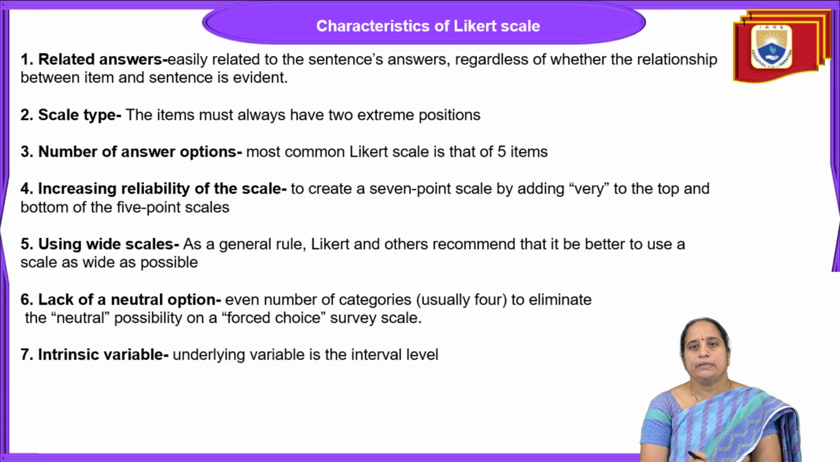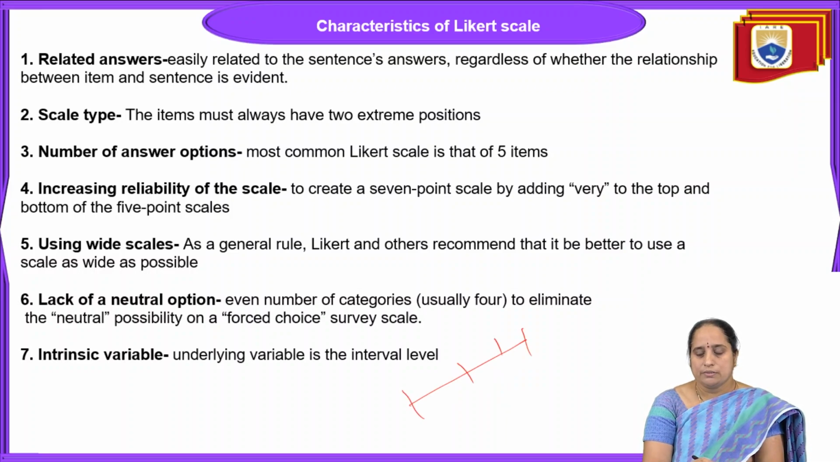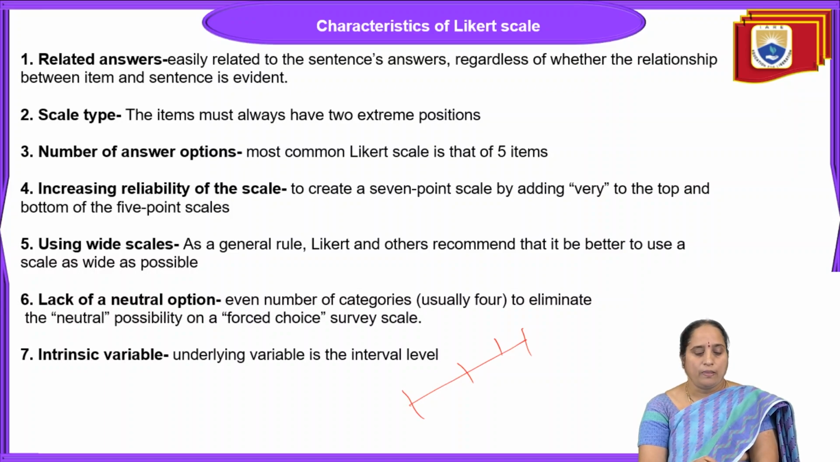Next, lack of a neutral option. So even number of categories. So generally we used to have only four to eliminate the neutral possibility on a forced choice survey scale. If it is a forced choice, you cannot go with 5 point. We used to give only 4 point to the respondents. So forcibly the respondent has to select one out of four options.